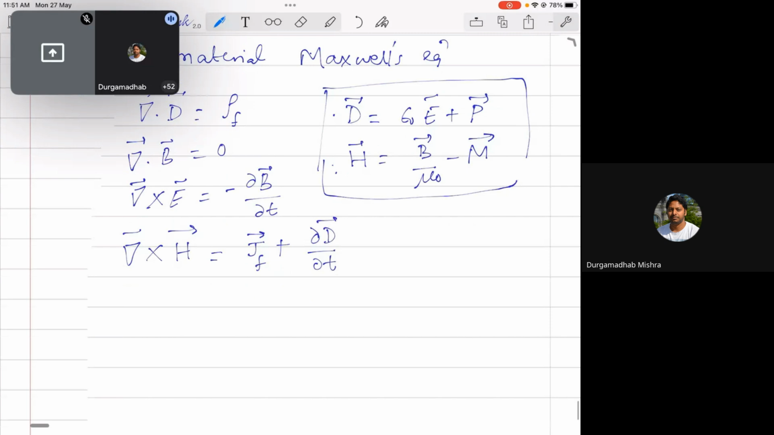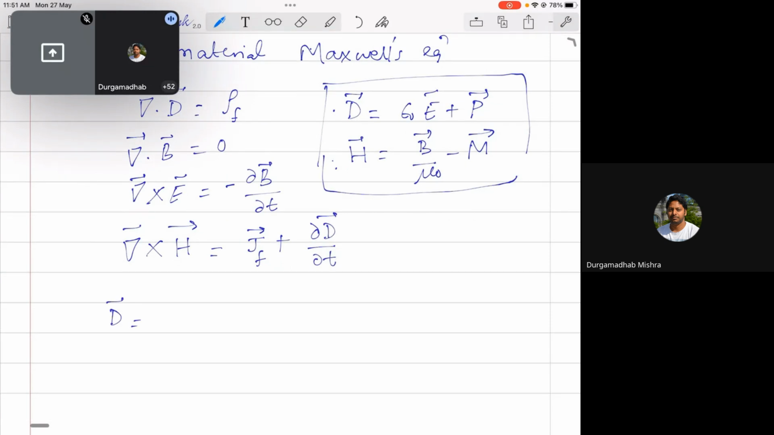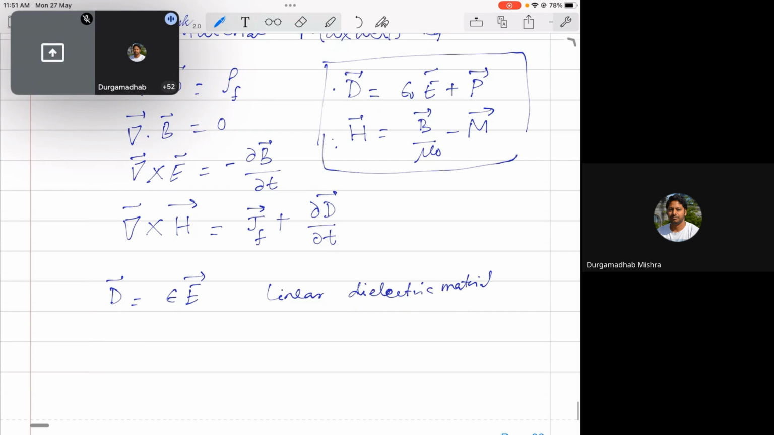Sometimes you will also see D simply written as epsilon times E, for a linear dielectric material, and H will be equal to B by mu. This is also for a linear magnetic material. So here, what is epsilon? Epsilon is just the permittivity of the material, and mu is the permeability of the material.